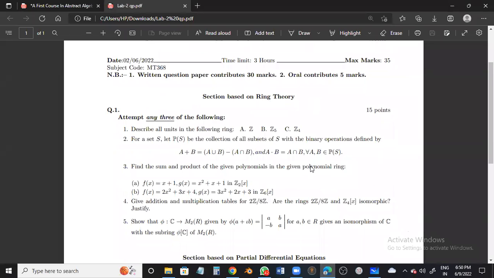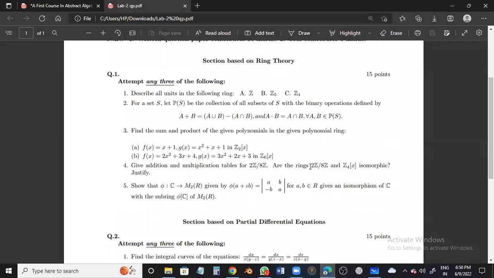So you can check. The question was: describe all units in the following ring. So we just talked about unit elements. Sure. Now the next question says, yeah, the question is not completely displayed over here, but you were required to find the addition table and multiplication table. So I think the second question was quite easy. The third question also was quite easy. You have just to go with the polynomial rings.